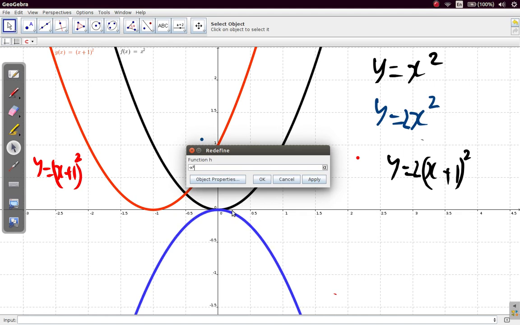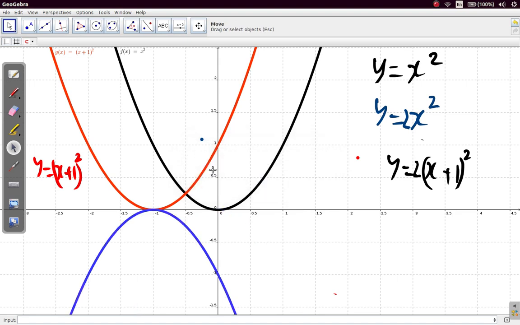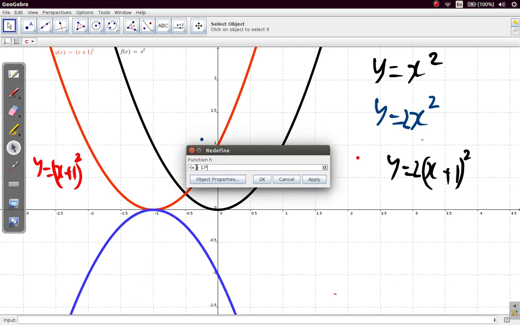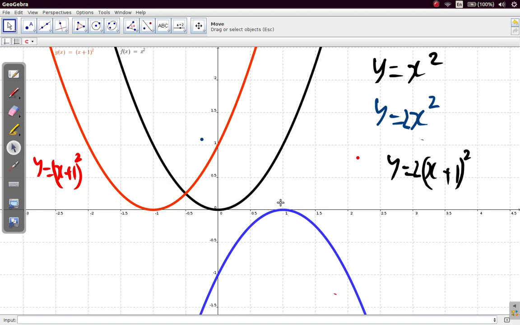And if we want to move this graph 1 unit to the right, what we can do is say negative open bracket x plus 1 close bracket squared. Well, this is to the left. Minus 1. It should be minus 1 to move it to the right. Good. To move it to the right.